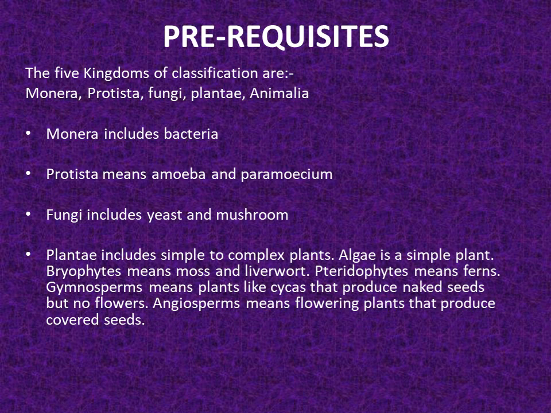Pteridophytes means ferns. Gymnosperms are plants like cycas that produce naked seeds but no flowers. Angiosperms means flowering plants that produce covered seeds. Kingdom Animalia includes animals from sponges to human beings.